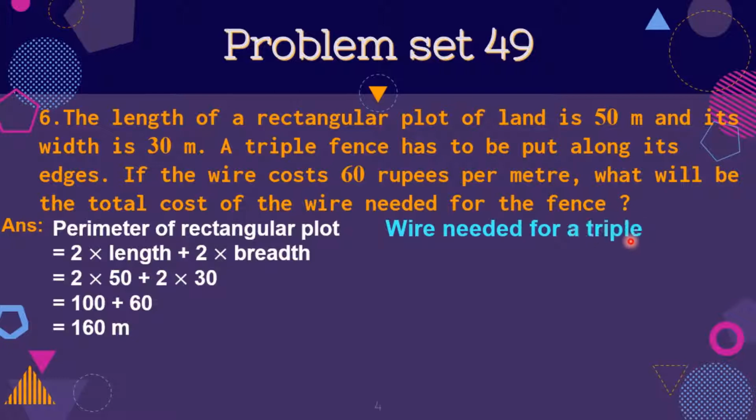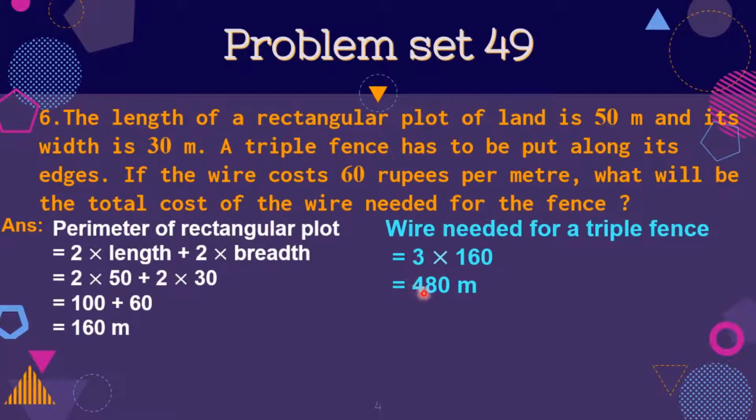of fencing. So let us find out the wire needed for a triple fence. For that, we need to multiply this perimeter by 3, as we have to make 3 rounds of fencing. So wire needed for a triple fence is equal to 3 into 160, which is equal to 480 meters.